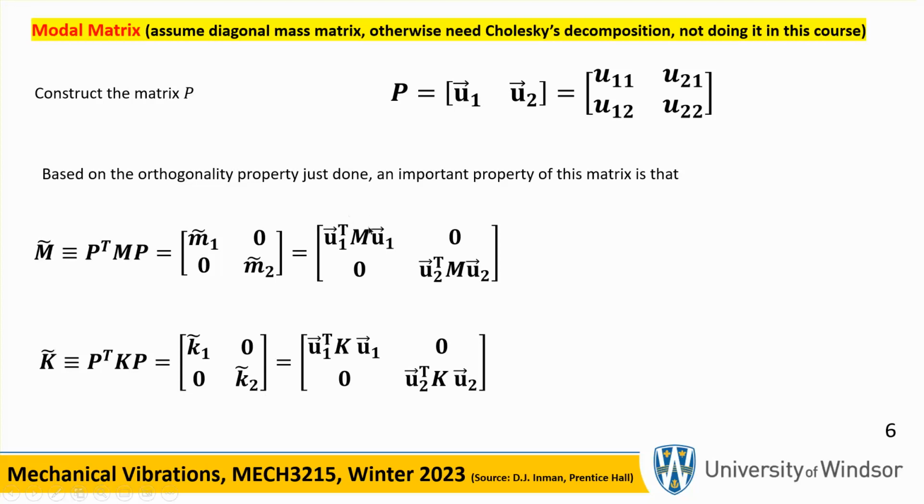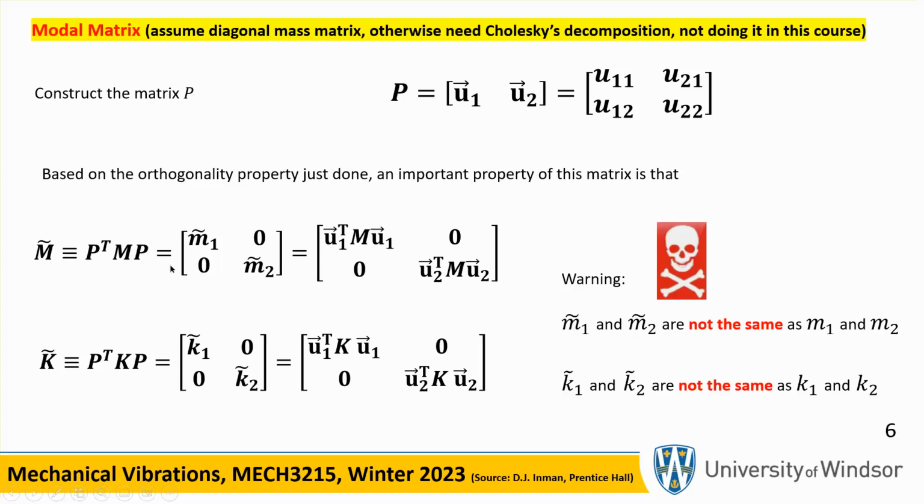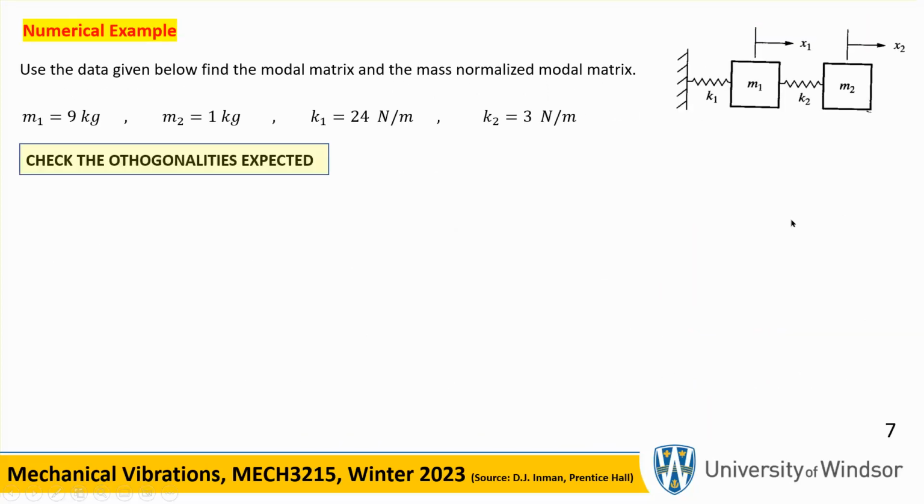Notice that this is a number and this is a number. This is a number and this is a number. Fine. Now, M1 tilde and M2 tilde, incidentally, these two things are not the same as M1 and M2. And the same thing with K1 tilde and K2 tilde, which is not a big deal. It's these two numbers. They are not the same as K1 and K2. Just be aware of that.